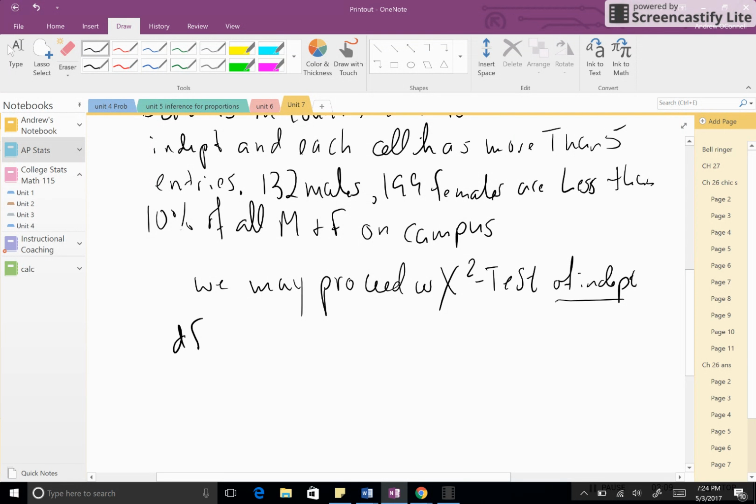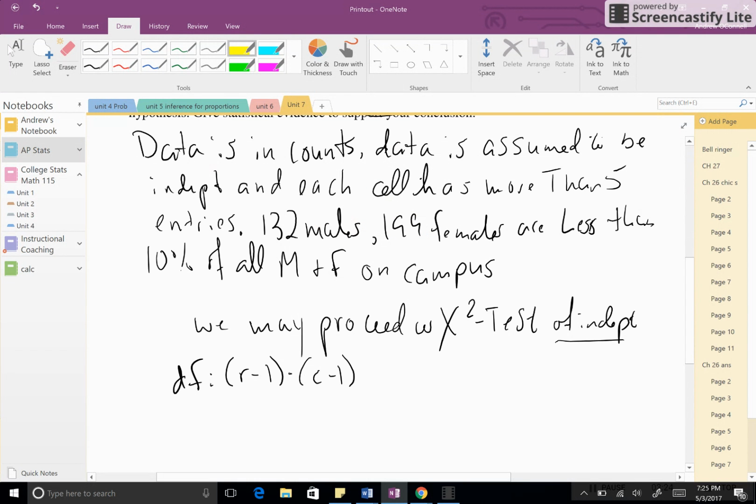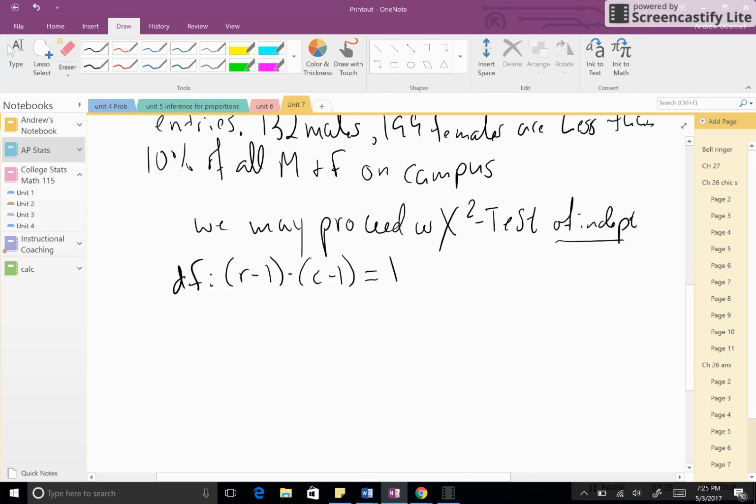Degrees of freedom for a chi-squared is the number of rows minus 1 times the number of columns minus 1. In this case, we don't count the totals. 2 rows, 2 columns, each minus 1, so it would be 1 by 1, or just 1 degree of freedom.